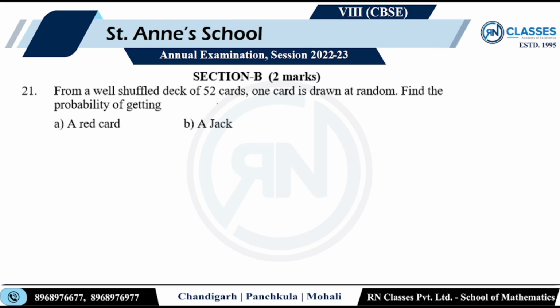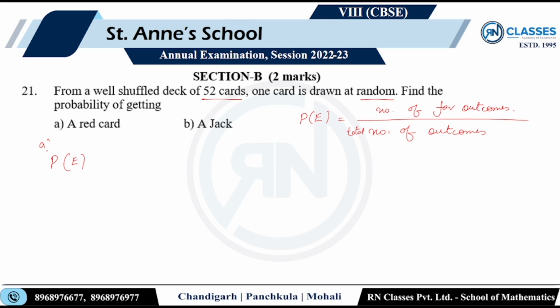From a well shuffled deck of 52 cards, one card is drawn at random. Find the probability. It is a probability question. In a probability question, probability of an event is equal to, what comes in the denominator? Total number of outcomes. Actually, we should not say number, we should put a T. And in the numerator comes number of favorable outcomes, which favor the event. That's it. So probability of an event of getting red.